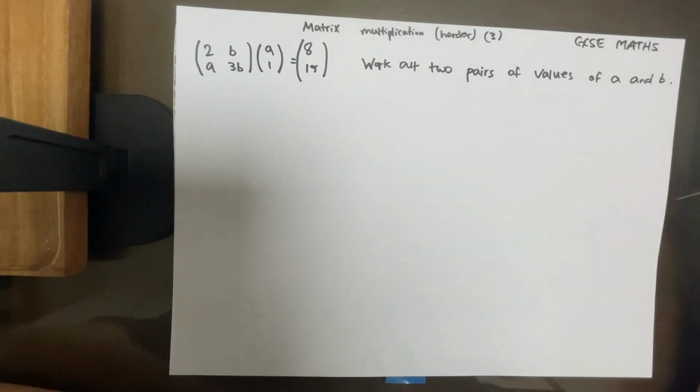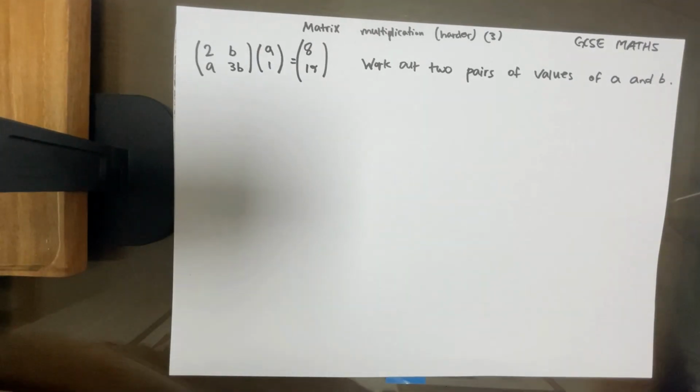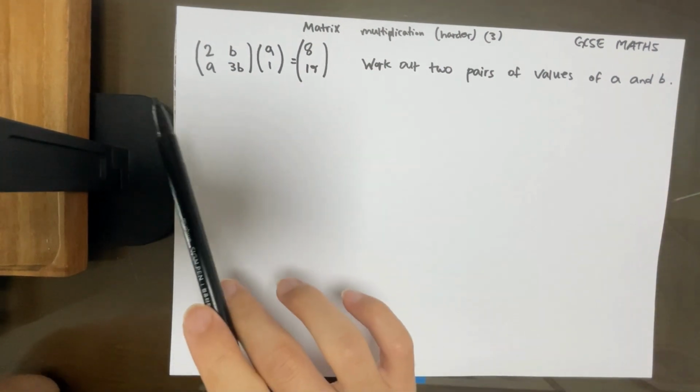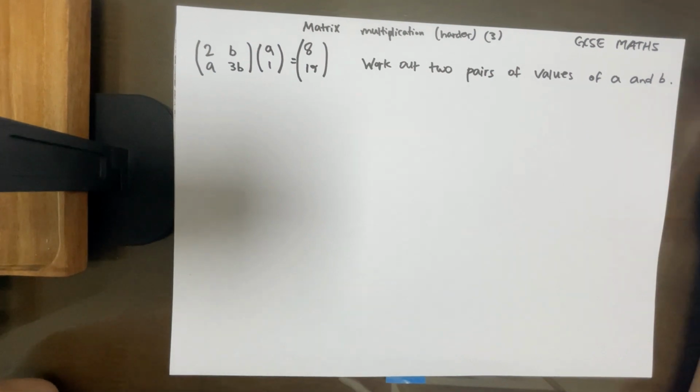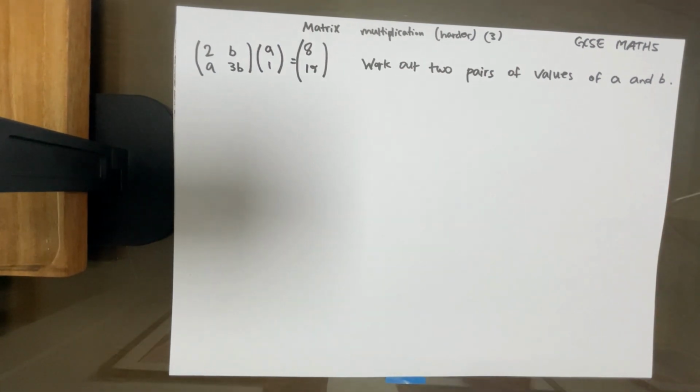Okay, so originally I wasn't planning to make another video on matrix multiplication, but just whilst going through my notes, I found some relatively hard questions that I thought it might be useful for you guys to know how to solve. So here's matrix multiplication part 3. And I promise the next video will be on the identity matrix.